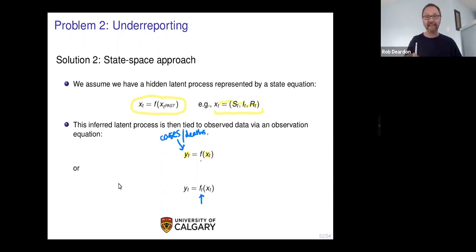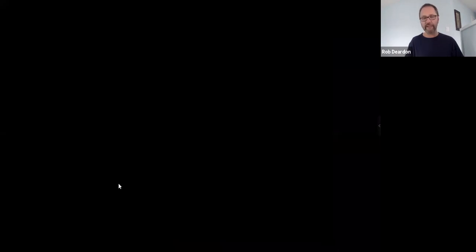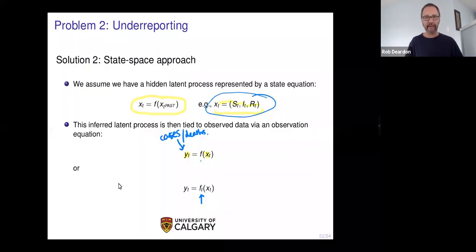The key to this is really having something that's reasonably low dimensional here. So if xt is just S, I, and R, the counts or the proportion, that's relatively low dimensional. So if we can keep that dimension down, this should make this thing more computationally tractable. And there are a number of people who look at this modeling in this framework.